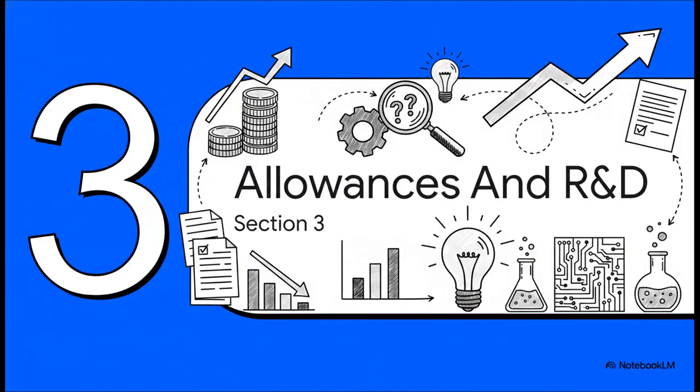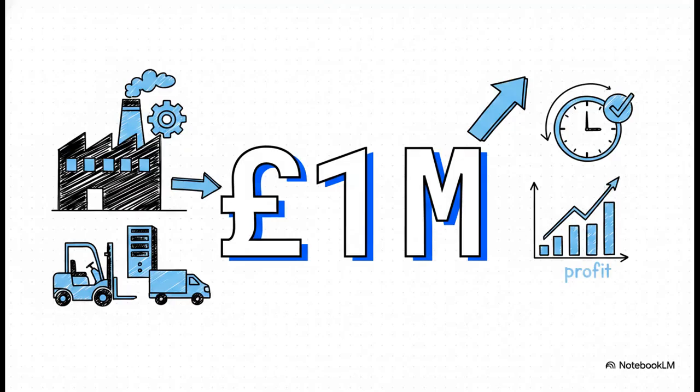Let's shift gears to Section 3, capital allowances and R&D. This is arguably the most rewarding part of the whole journey, because this is exactly how companies legally slash their tax bills, through allowances and innovation. £1 million. This right here is the cap for the annual investment allowance, or AIA. Honestly, it's a tax accountant's best friend.